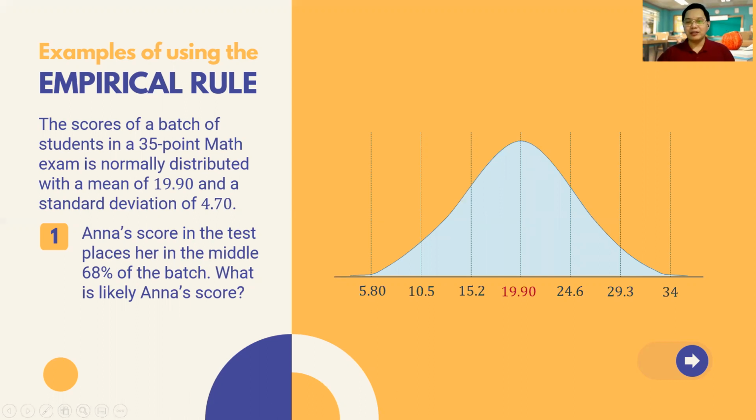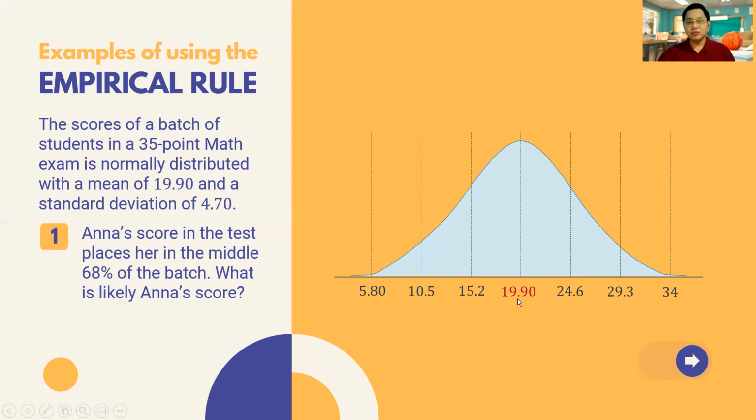At the middlemost part, right about the peak of the distribution, is where we would find the value 19.9, which is not only the mean, it's also the median and the mode. And to the right of it, we make use of integral multiples of the standard deviation to add to the mean, which is 19.9. So we have 19.9 plus one standard deviation, that's 4.7, so we get 24.6. Then we add another 4.7, that's 29.3, and another standard deviation, that's 34.